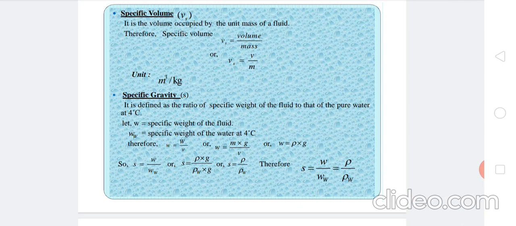So, coming to the definition, S equals small w by small w of water, or S equals rho into g by rho w into g, or S equals rho by rho w. Therefore, S equals small w by small w of water equals rho by rho of water.